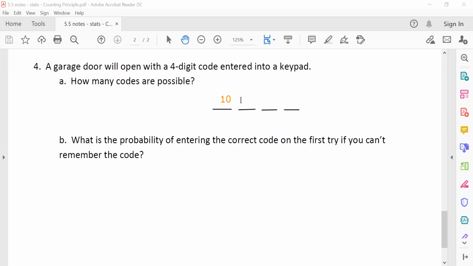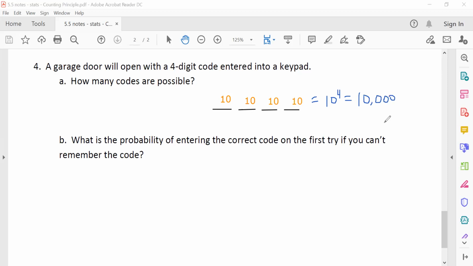10, 10, all the way down the line, which is going to be 10 to the fourth power, which you might recognize as 10,000. You might not need a calculator for that one. So there's 10,000 different possible codes you could enter.